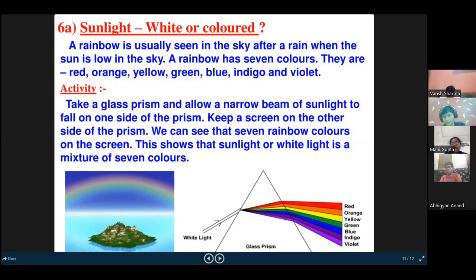Anybody, any idea? Okay, first of all, this is a glass prism. When white light passes through it, it disperses into 7 colors. And the 7 colors are sequenced by VIBGYOR, from violet at the bottom going upward. And this is a rainbow, how a rainbow is formed. So this shows that white light is made up of 7 colors.